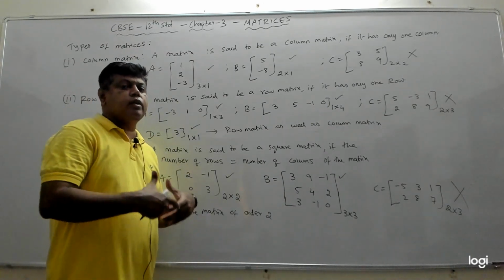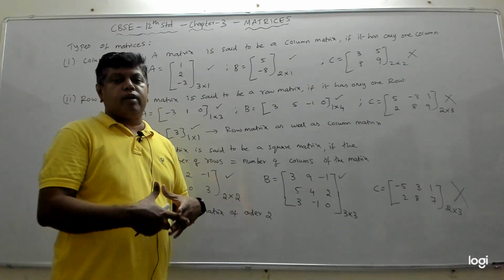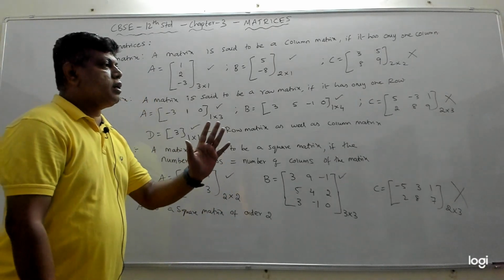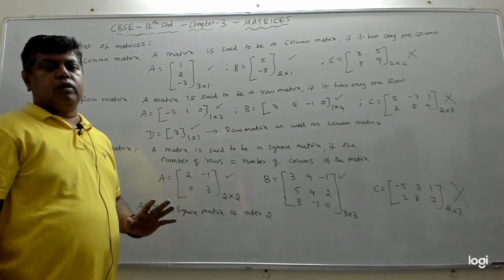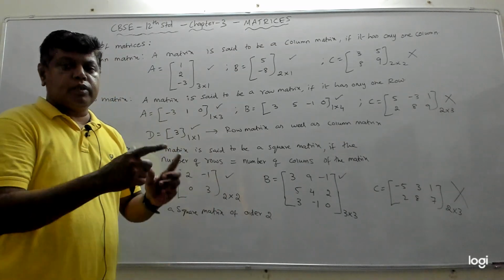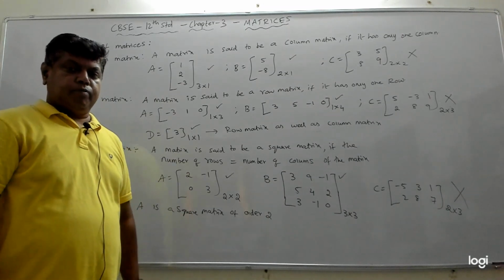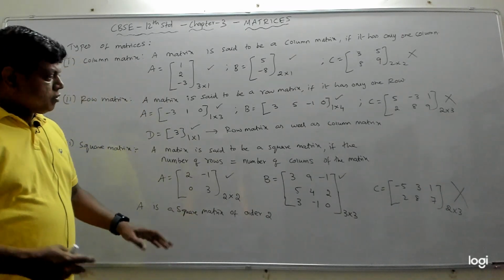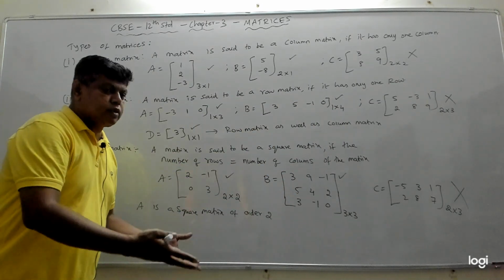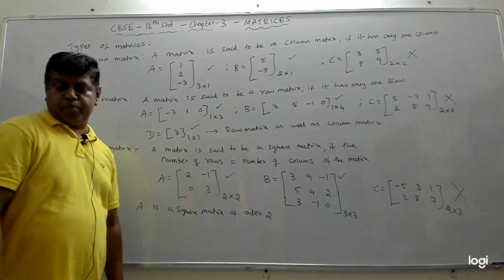So generally the orders of square matrices are said using just one number. We'll say A is a square matrix of order 2, which means the order of A is 2 cross 2. B is a square matrix of order 3, which means B's order is 3 cross 3. Fine. Or sometimes we'll say B is a square matrix of order 3 cross 3 also. Both mean the same. Fine.